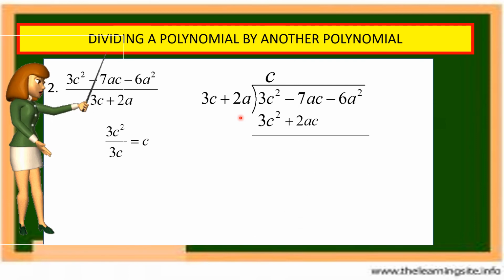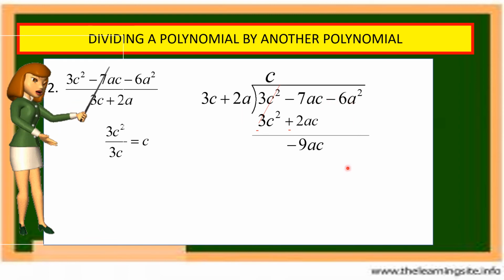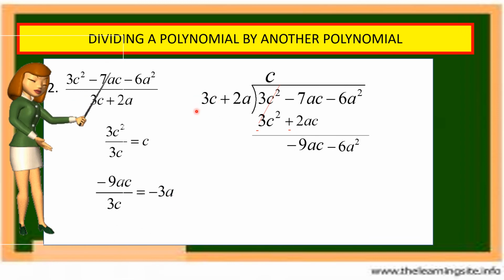Then we will subtract. In subtracting, we change the sign of the subtrahend. So 3c squared minus 3c squared is 0. Negative 7ac plus negative 2ac is negative 9ac. Bring down negative 6a squared. Then, this will be our new dividend. We divide the first term of the dividend by the first term of the divisor. Negative 9ac divided by 3c equals negative 3a. So we'll write negative 3a here.